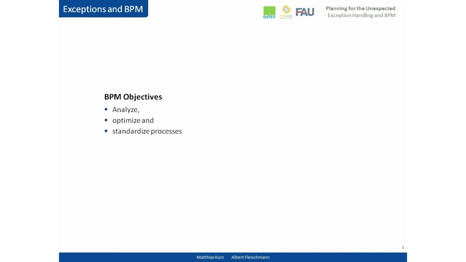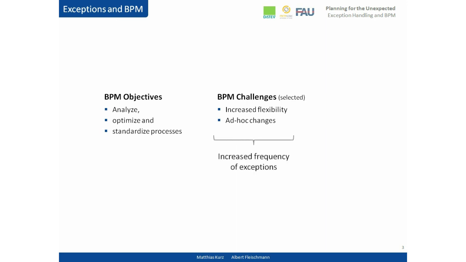The BPM objectives are to analyze, to optimize, and if possible, to standardize business processes. The problem here is that BPM is encountering a number of challenges. We have an increased flexibility. As a matter of fact, in every presentation I did in this conference during the last years, I claimed that, so that's fairly consistent. And we have to live with ad hoc changes, which come with flexibility. And we have to encounter an increased frequency of exceptions. So we have to deal with more and more frequent deviations from a rule.